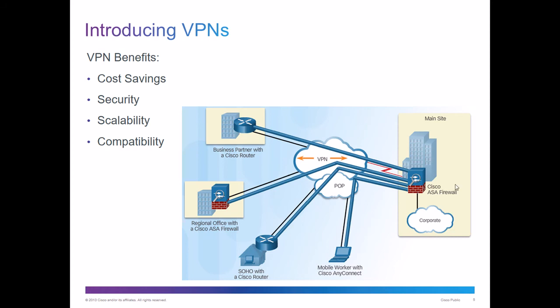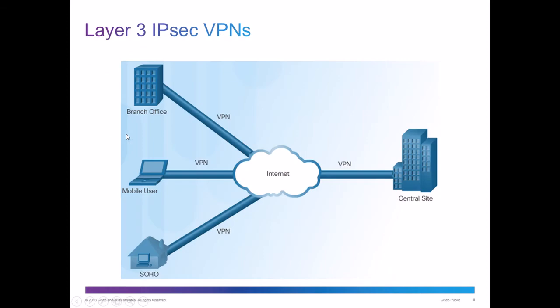Because you can use the internet, it's the least expensive way to connect two different sites. It's very secure and scalable. You can almost connect any site anywhere at any time. You can have multiple sites connect to this main site, and it's compatible with almost anything. We're going to use IP security, so you can have mobile users and sites, and like I said, it's scalable. So please write that down. VPN benefits: the cost savings, the security, the scalability, and the compatibility.